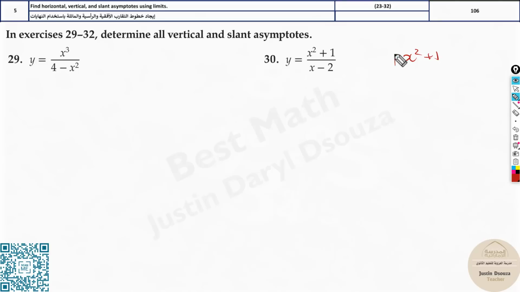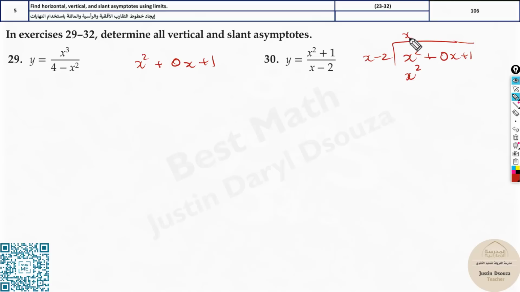x squared plus 1 divided by x minus 2. What do we have to multiply here? x squared by x is just x. And then minus 2 times x. Here I will let you know one important thing. Whenever there are two terms in the numerator, after x squared, you have to write the x term. Is there any x term? Not there, so it's 0x plus 1. So here I need to write 0x plus 1.